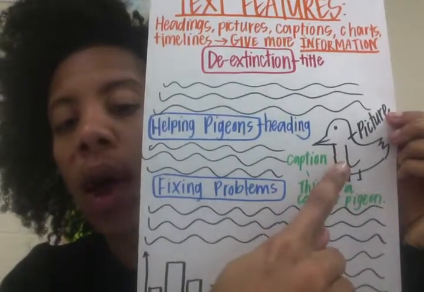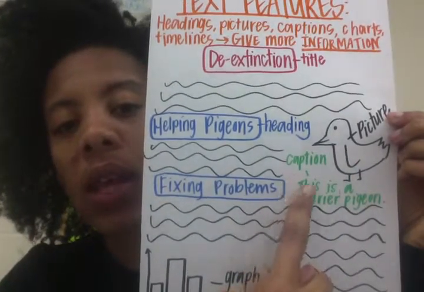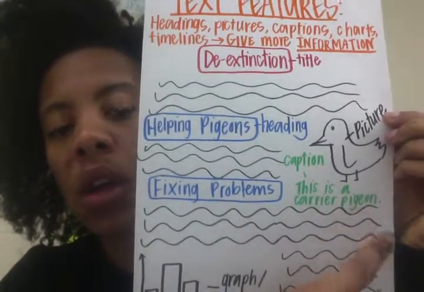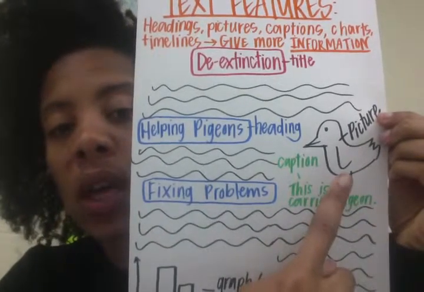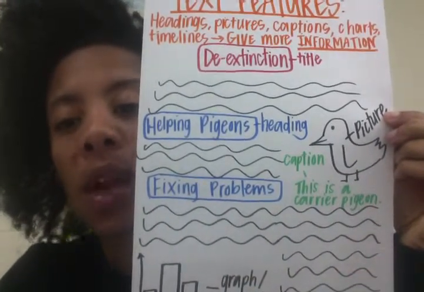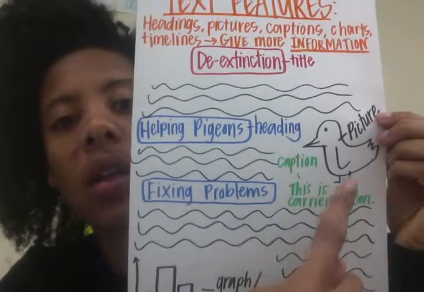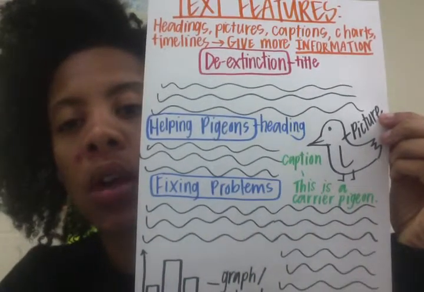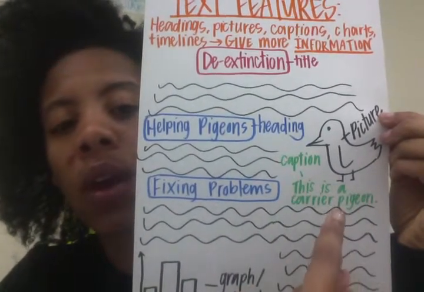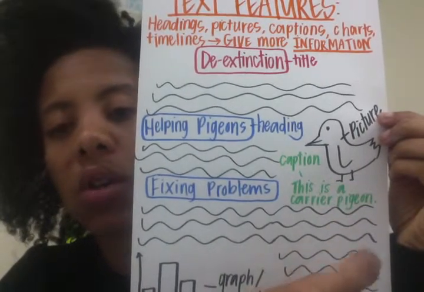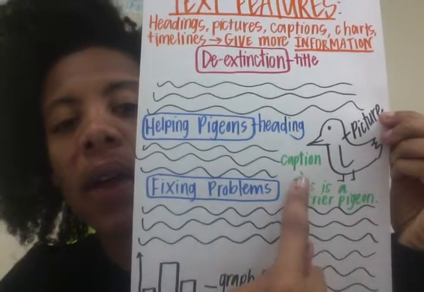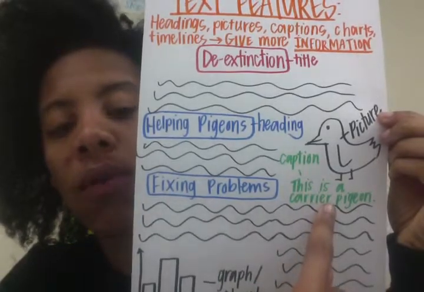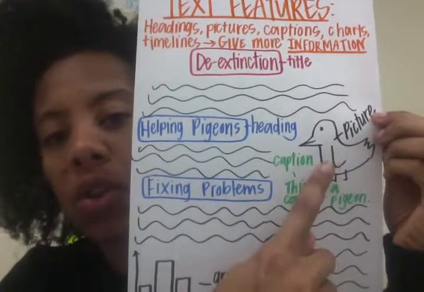Captions describe what's in the picture. This is a carrier pigeon. Now you know what a pigeon looks like, and you also know there's different types of pigeons. For example, this one is a carrier pigeon. Captions give more information about pictures. Write that down, please. Captions give more information about pictures.